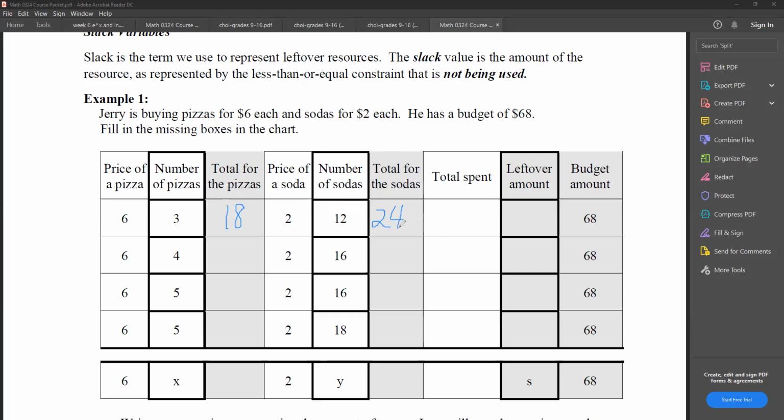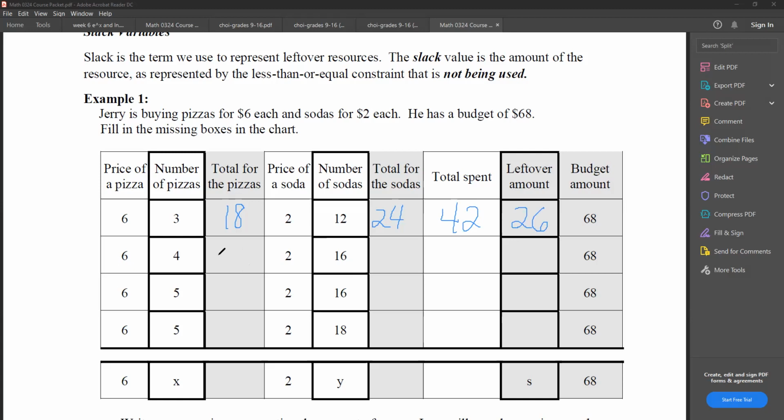So the total amount of money he's spending is 24 plus 18. That's the amount he spent on pizza and sodas. So it's $42, which he's got money left over. So the money I have left over is 68 minus 42, which is $26. So that would be my slack variable. It's my leftover money. All right, so I don't think I need to do all of these.